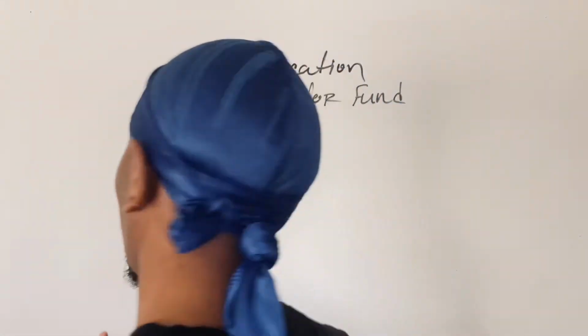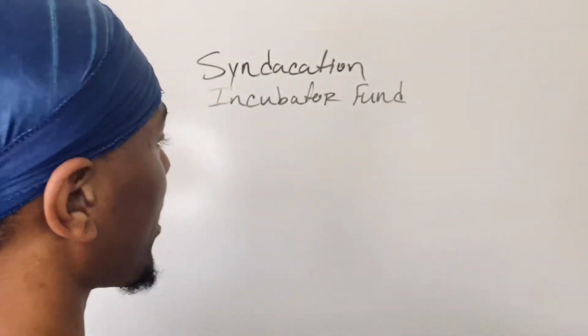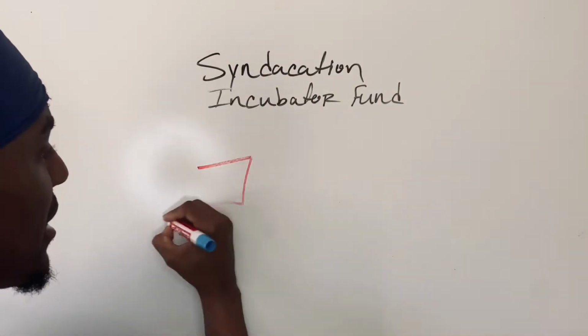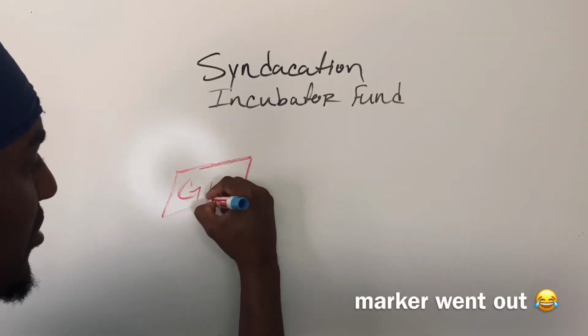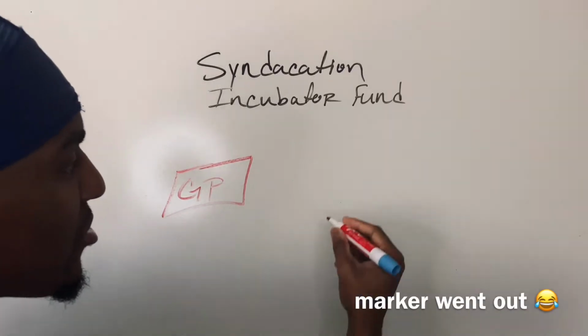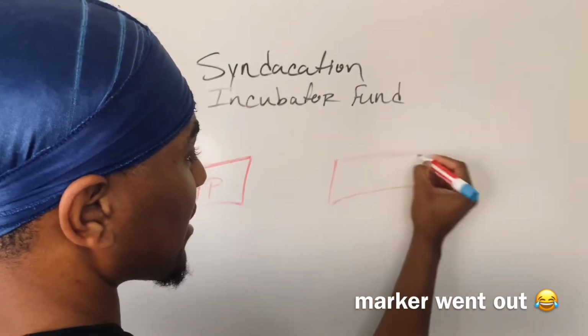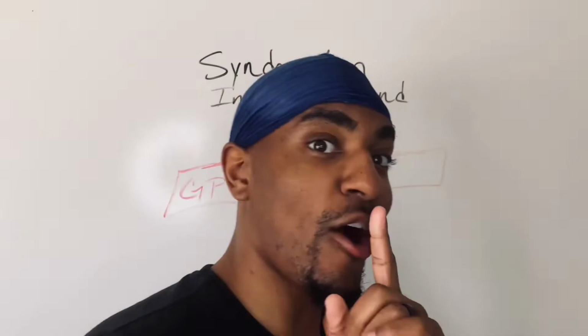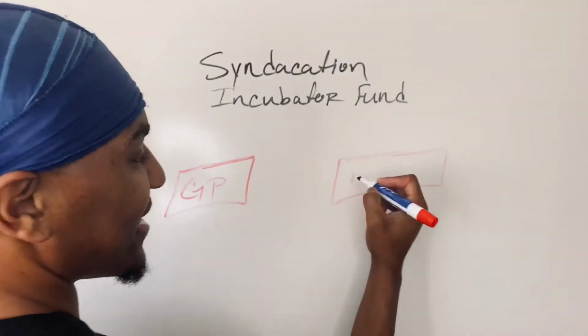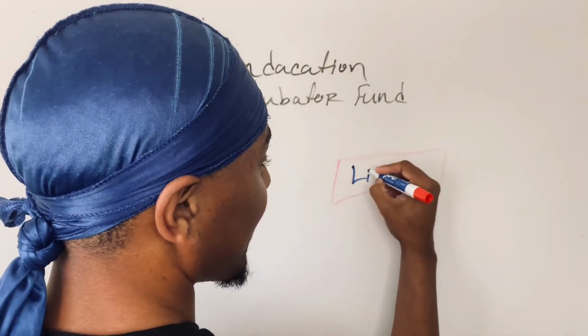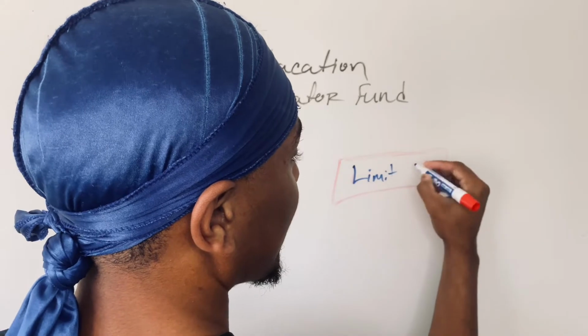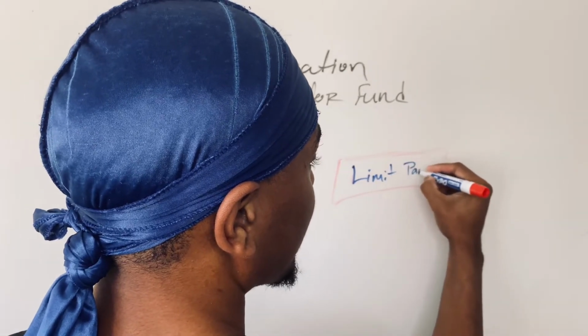This structure is set up to where you have something called a general partner. We'll put GP here. This general partner usually is the one that sets up something called, hopefully this one works, a limited partnership.